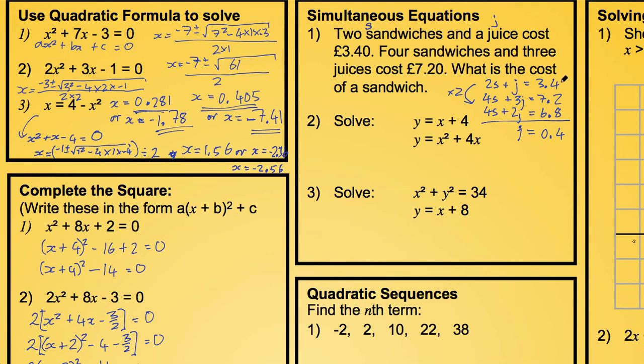If I go back to the first one, 2 sandwiches plus a juice is £3.40, 2 sandwiches plus 0.4 is £3.40, therefore 2 sandwiches is 3, and one sandwich is 150, and then I'll check that with my other equation that I started with. Is it true that 4 sandwiches plus 3 juices cost £7.20? So 4 times £1.50 is £6. 3 juices is £1.20. So yep, £6 plus £1.20 is £7.20. So that is correct, and the answer is the cost of a sandwich is £1.50.